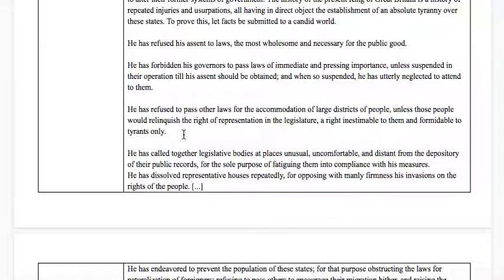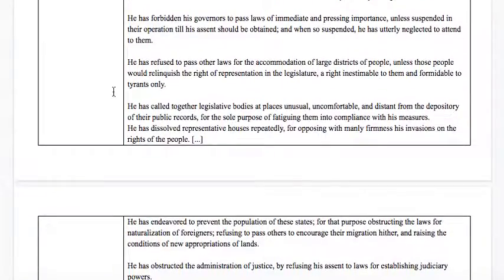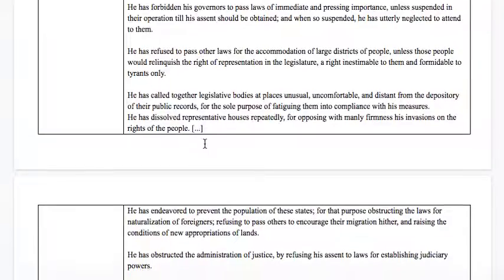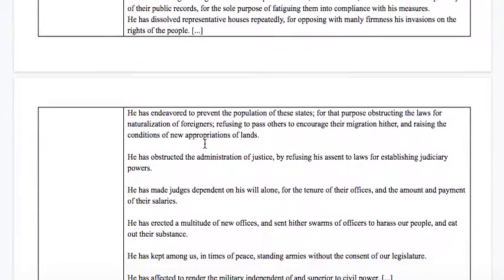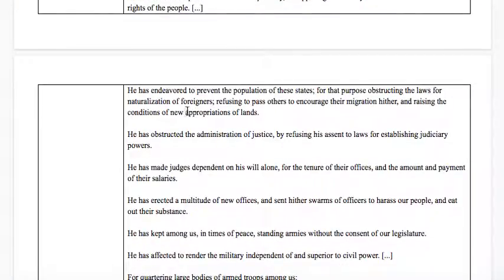He has refused to pass other laws. Let's paraphrase this, and let's write in this space. He has taken away self-government. Okay, and these bottom two sections, he has called together legislative bodies. Well, we'll go over this and spot check this. But this says essentially the same thing. He's made it very difficult for them to pass laws that are good for the colonist population. All right, we know this one.